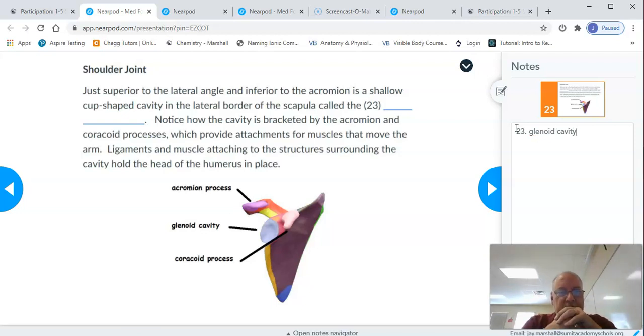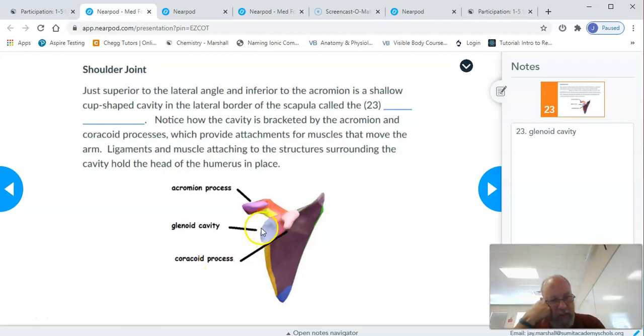Okay, and this cavity is bracketed by the acromion process and the coracoid process, and we're going to have muscles that come down from that and tie into the arm at various points in order to help move the arm appropriately. And also be aware then that ligaments and muscle attaching to the structure surrounding the cavity hold the head of the humerus in place.